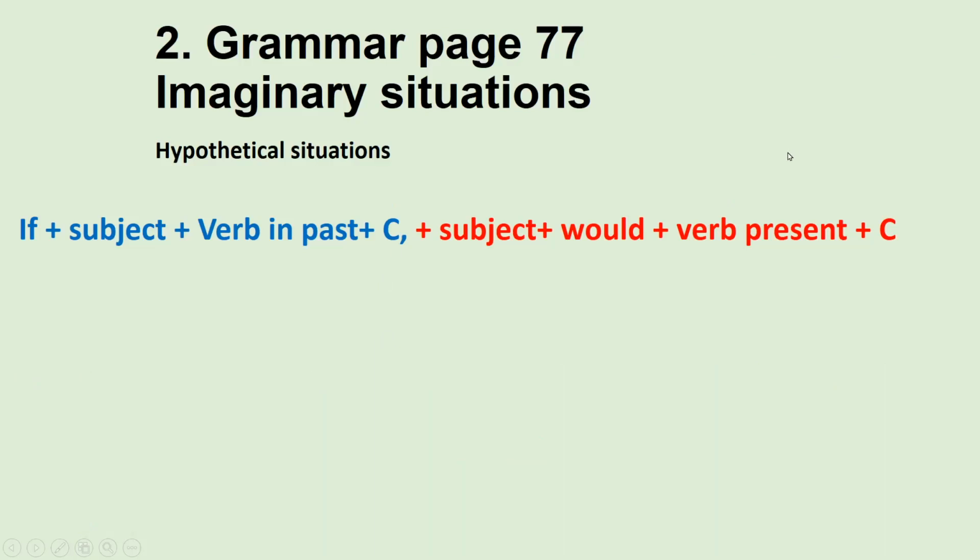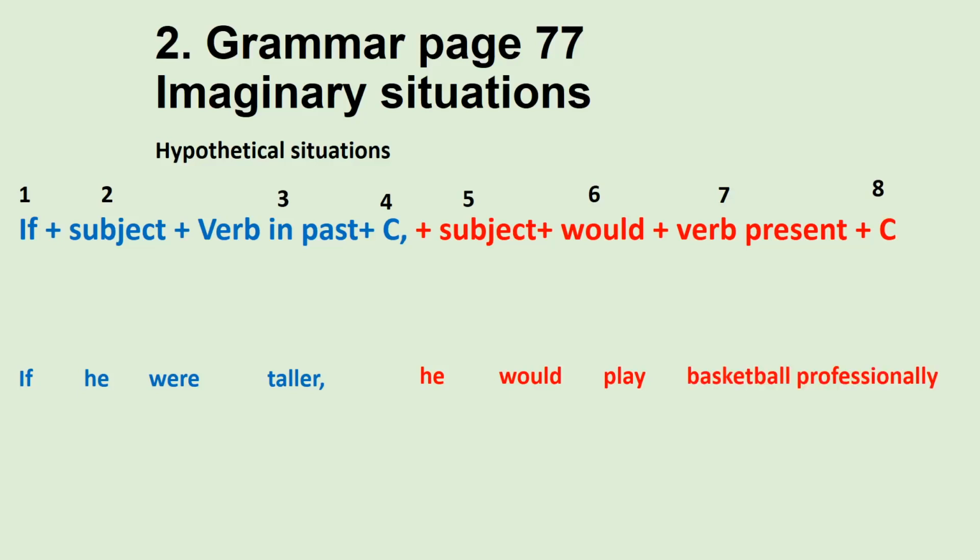Okay, so now we're going to write a second sentence. We start with if, right? So if, a subject, he in this case, a verb in past, in this case were, a complement, taller. Now we need a subject, and in this case is he. We continue with would, a verb in present that is play this time, and a complement. So this is the sentence that we have.